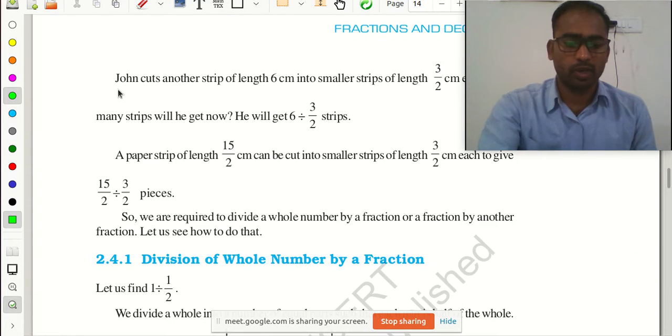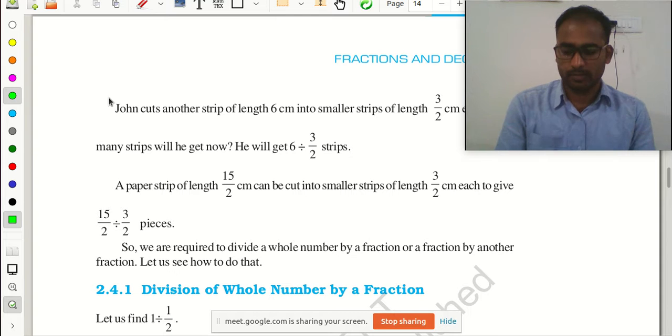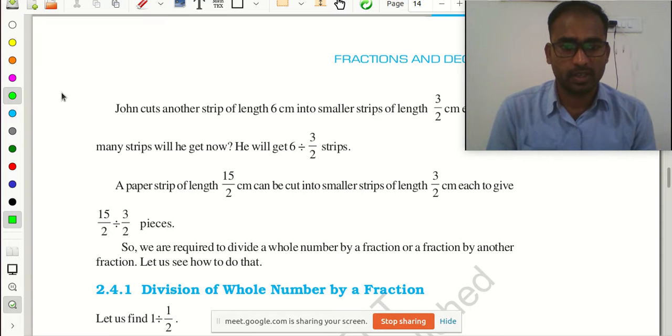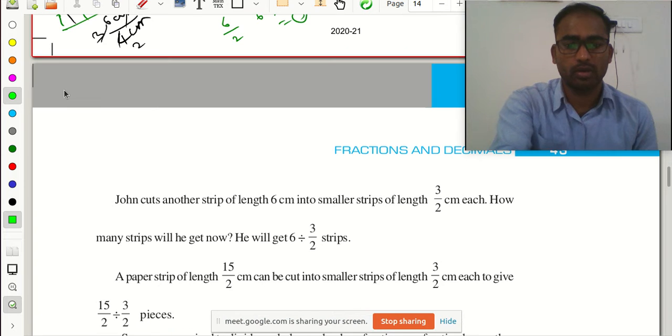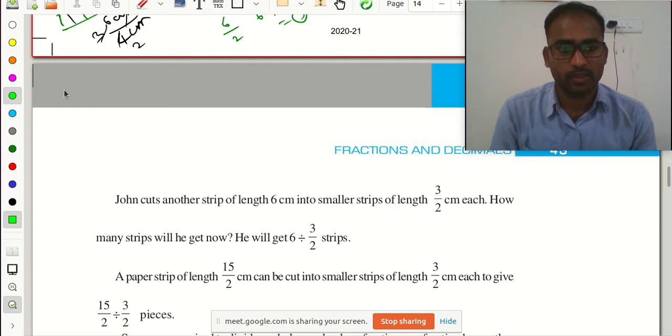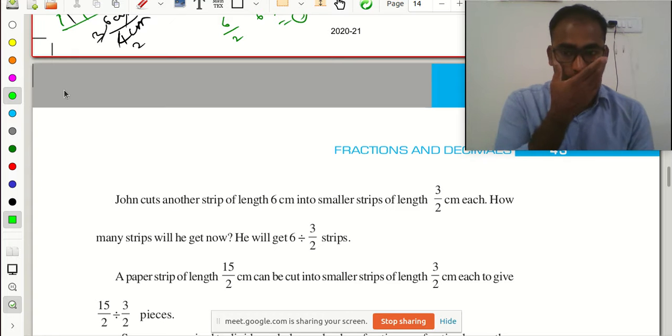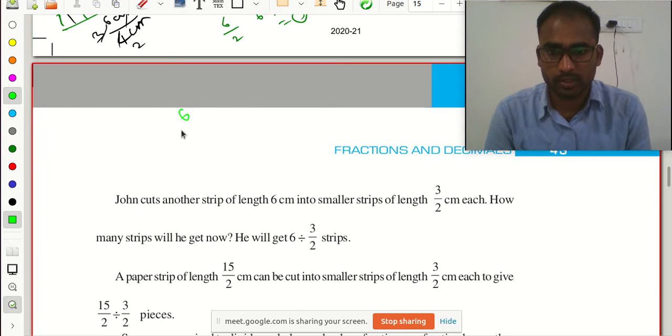Yes. Next, if you have that 6 centimeter strip and you want to make it into strips of each length 3 by 2, that is what we discussed just now. We want to make it into strips of length 3 by 2. Then how will you make it into a length of 3 by 2? Clear? Suppose, see, then 6 divided by 3 by 2.